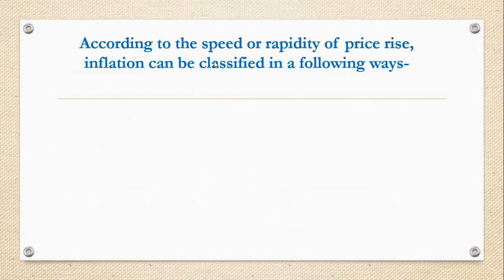So according to the speed or rapidity of price rise, inflation can be classified in the following ways. That is, how much the price is rising, what is the speed, what is the rapidity of that price rise. Depending on that, inflation can be classified in the following ways.